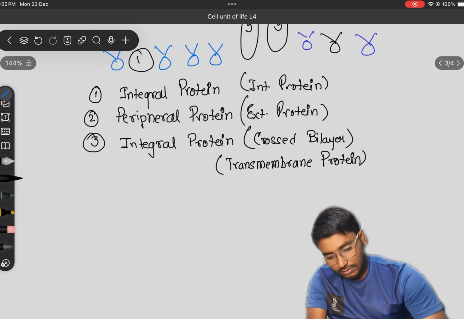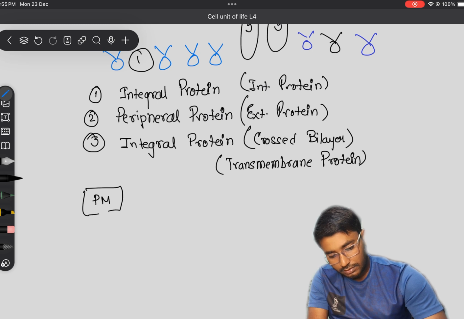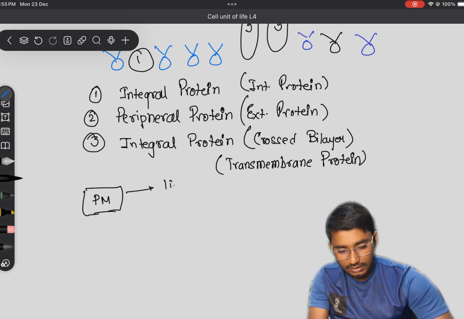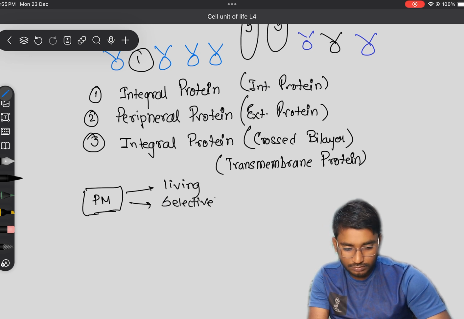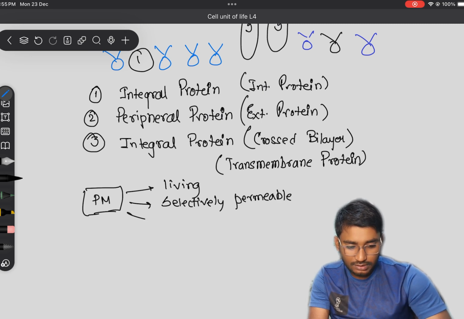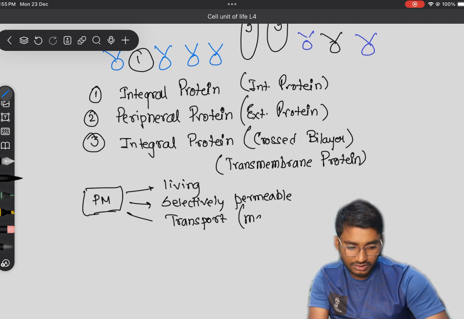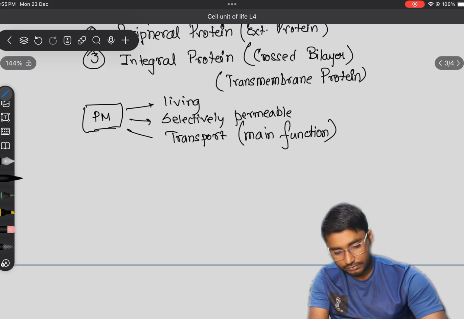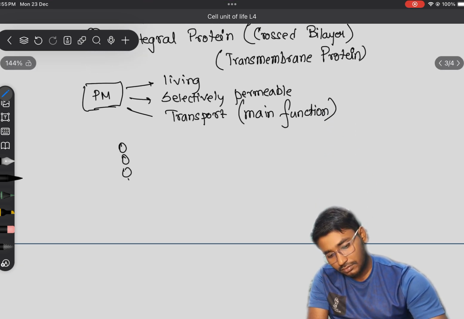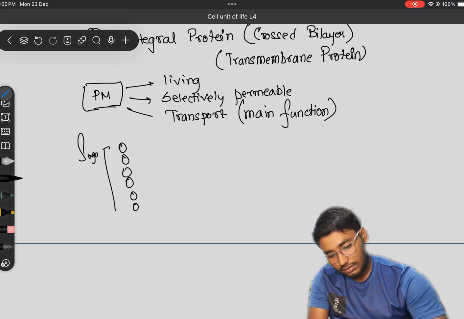Okay, now the plasma membrane has 3 states: living state, selectively permeable and transport. Main function. Okay, sugar, glycolipid.